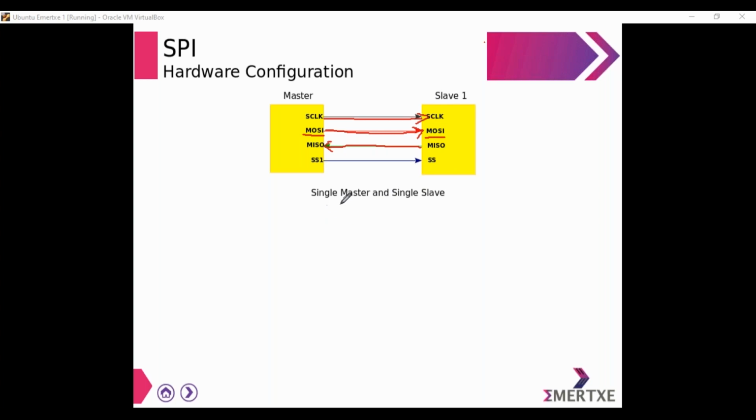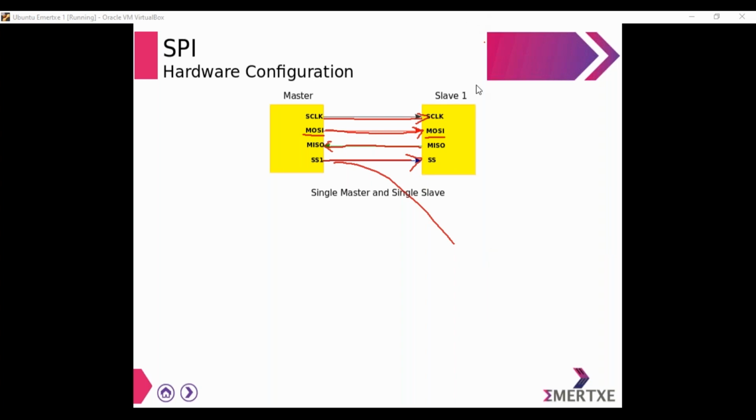Then the slave select line is the line used by the master to select a particular slave. So it gets selected like this. Whichever slave it wants to communicate with, it is going to select it with the help of the slave select line.